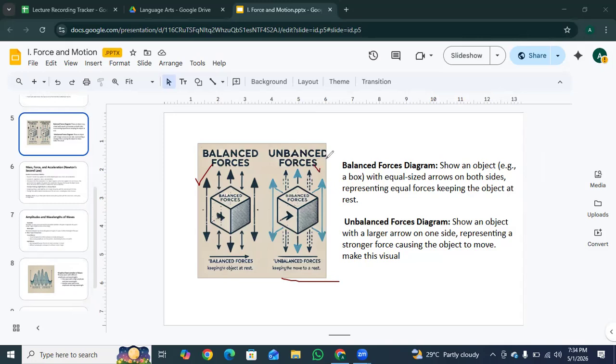Whereas in this diagram, one arrow is much larger than the other, which means that the force on one side is stronger than the force on the opposite side. This results in the box moving in the direction of the larger arrow.